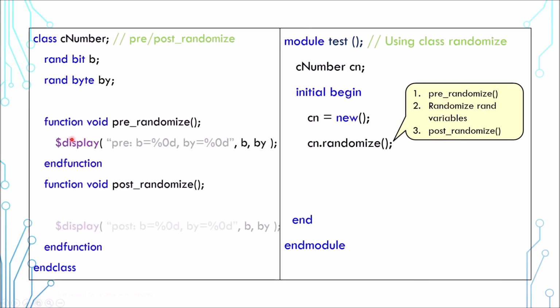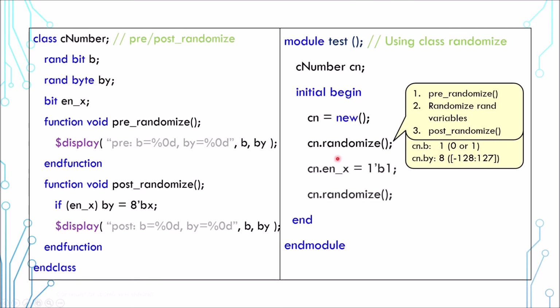One example is to use them to print the values of the variables. Another example is to use it to override the values. For example, the randomize function cannot randomize the value to be x. You can use the post-randomize to achieve the purpose. You can use a switch in the function. It is by default 0, but if the switch is set to 1, it would change the byte value to be x. If you call randomize here, this would be the possible value. After you set the switch to 1 and call randomize again, the byte will be x.